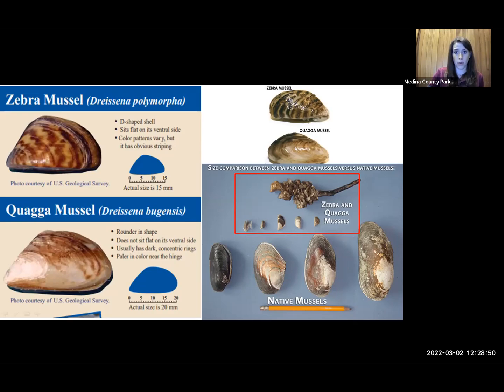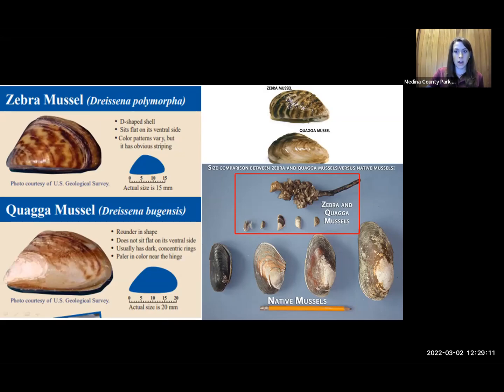So we'll talk about both of these. The quagga mussel was discovered in Lake Erie in 1989. That's this one here on the bottom. They are usually found in water that is deeper, 100 feet or deeper, and they can tolerate cooler water temperatures. It's native to Ukraine.